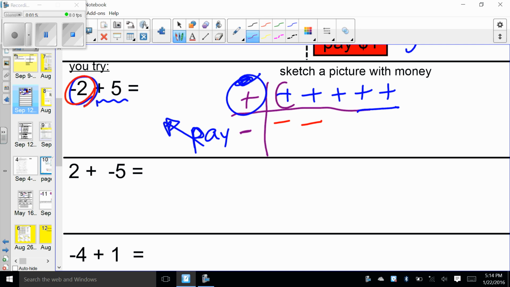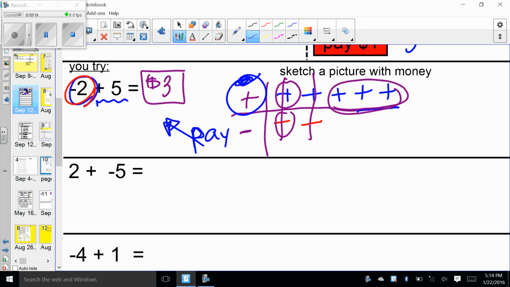So if we have 1 in and we take 1 out, they wash away to nothing. Another one in, take another one out, they wash away to nothing. The result then is that after I take the $2 out of the piggy bank, I still have $3 left in the piggy bank, +3.